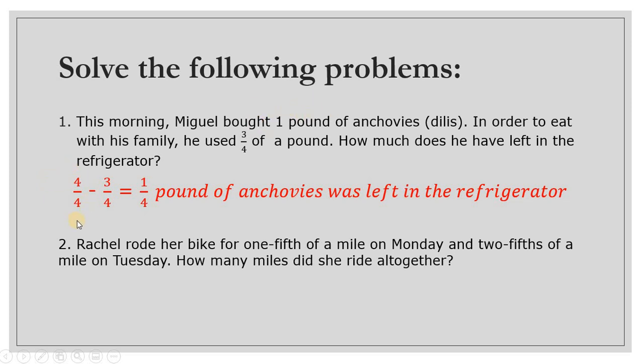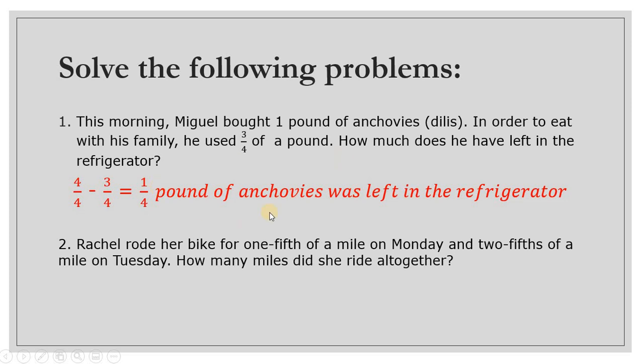Kaya 4 over 4 minus 3/4. 4 minus 3 is 1. And then copy the common denominator, which is 4. So, the final answer here is 1/4 pound. Don't forget that when we are solving word problems, okay, dapat may unit of measurement. Ano ba yung ginamit? Kilometer ba siya? Inches, pound, ganyan. Dapat complete yung answer natin.